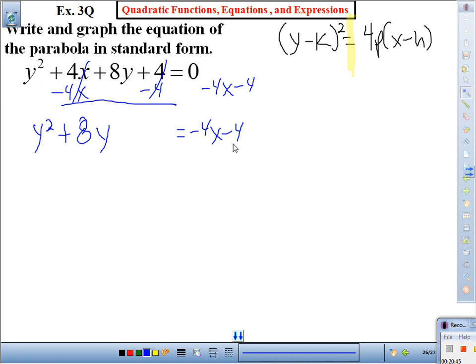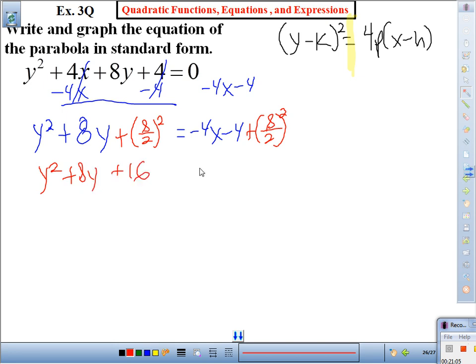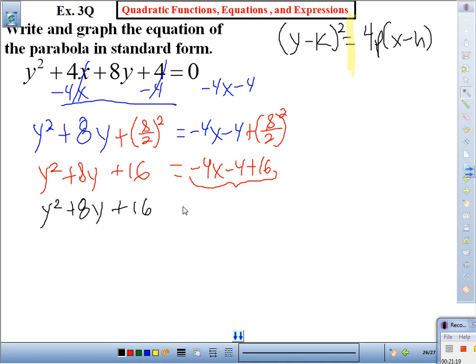Why did we leave an empty space, everyone? To complete the square. So what do I add here, everyone? 8 over 2 squared, and whatever we do to one side, we do to the other side. Let's simplify. Y squared plus 8y plus 16 equals negative 4x minus 4 plus 16. Can I simplify the right side a little bit more? Yes, Mr. Q. Y squared plus 8y plus 16 equals negative 4x plus 12. We're almost there. Look up really quick.